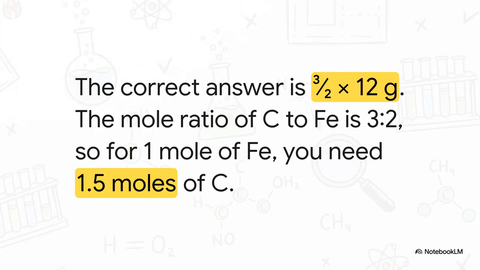The logic is pretty straightforward. The ratio of carbon to iron is 3 to 2. So for every 1 mole of iron, you need 3 divided by 2 moles of carbon, which is 1.5. Then you just multiply that by the atomic mass of carbon, which is 12. And that's it. 1 mark in the bag.